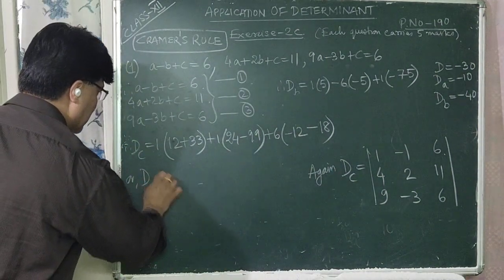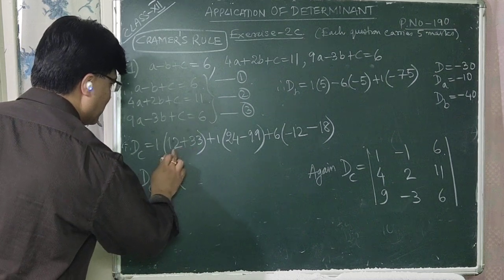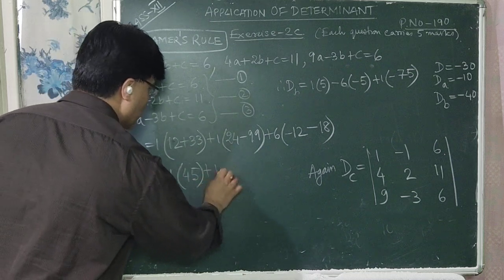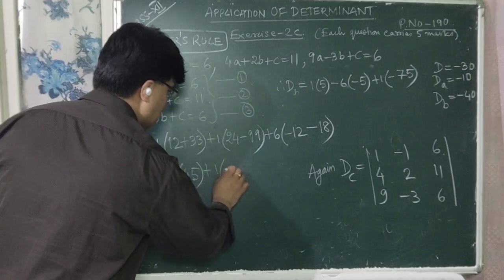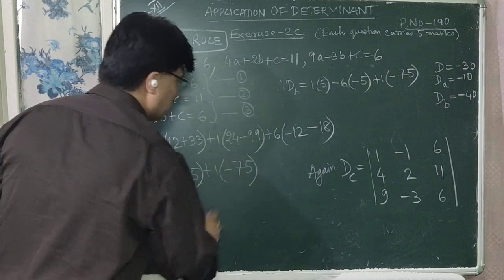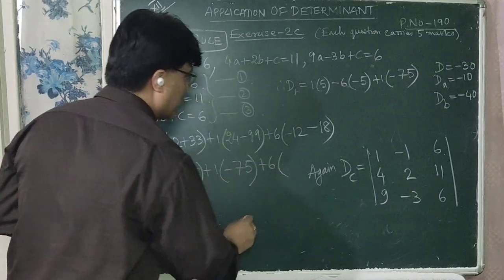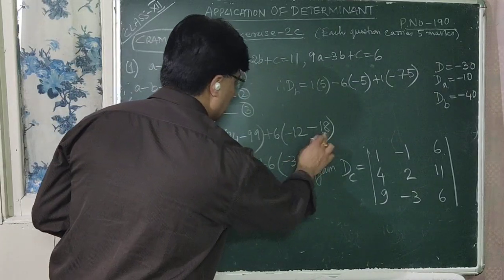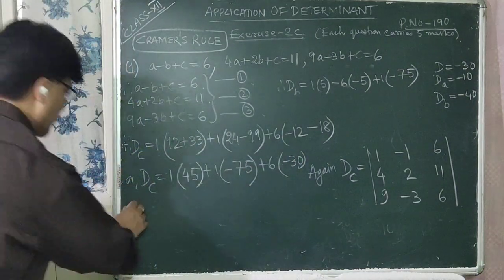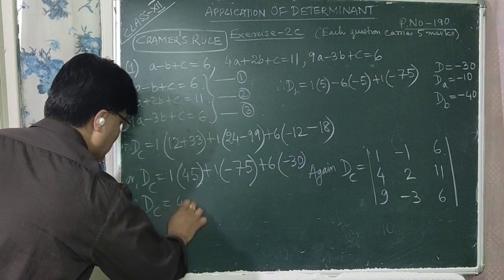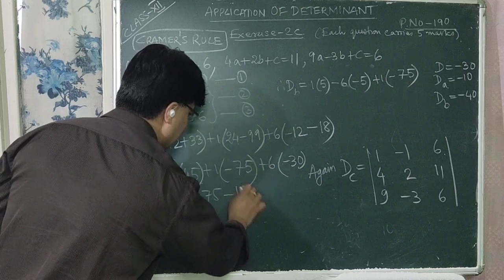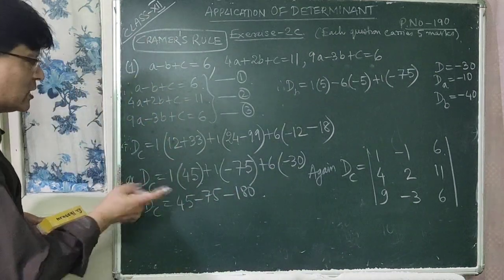Or DC. DC is equal to 1 into 33 plus 12 is 45. Plus 1 into, how much is it? You have to subtract it. Minus 9 minus 4 is 5. 9 minus 2 is 7. Plus 6 within bracket, it is minus 30. So DC is equal to 45 minus 75. Right? Plus or minus? Minus 180.